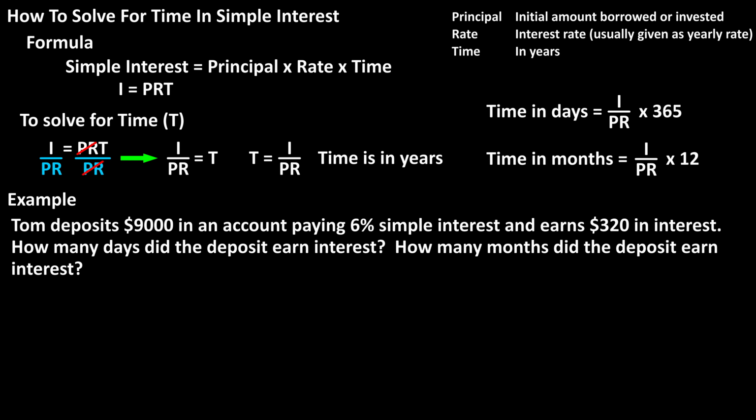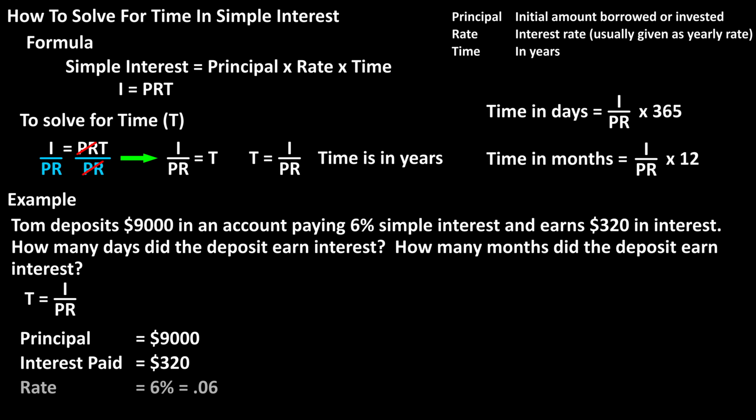As an example, let's say that Tom deposits $9,000 in an account paying 6% simple interest and earns $320 in interest. How many days did the depositor earn interest? And how many months did the depositor earn interest? Using the formula, the principal was $9,000, the interest paid was $320, and the rate was 6%, which again we must convert to a decimal. And we do that by dropping the percent sign and moving the decimal 2 places to the left to get 0.06. So we have time equals $320 divided by $9,000 times 0.06.